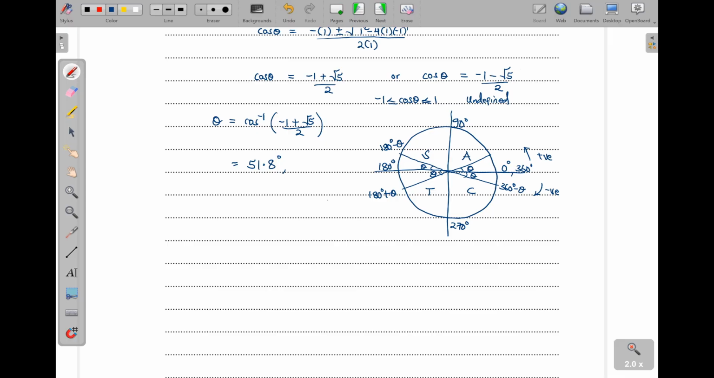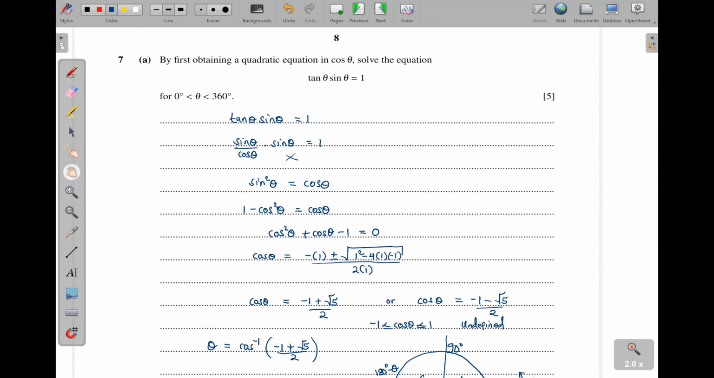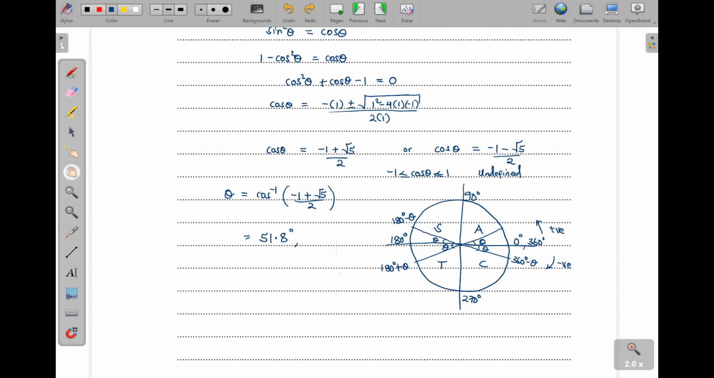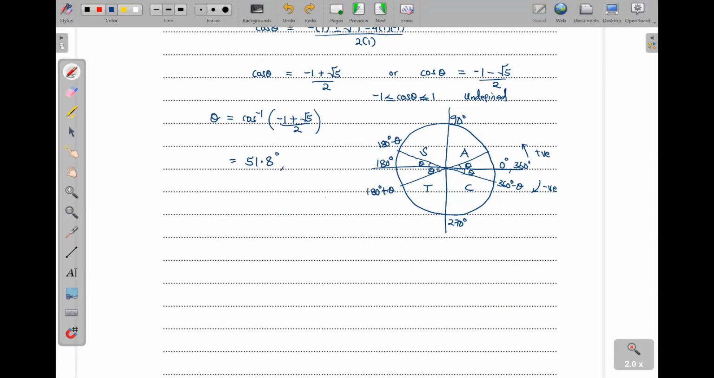You have to be so careful here. You have to look at the domain given. If it is in degrees, then your calculator must be in degrees. If it is in radians, then let your calculator be in radians. Now, because this one is positive, we are supposed to go to another quadrant where cosine is positive, which is here in the fourth quadrant. And to get an angle in the fourth quadrant, we say 360, then minus the theta, the acute angle you have gotten here. So minus 51.8.